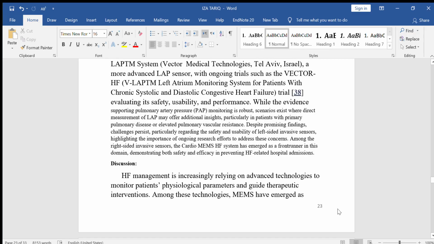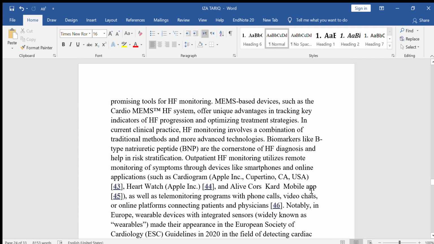Some discussions. Heart failure management increasingly relies on advanced technology to monitor patient physiological parameters and guide therapeutic interventions. Among these technologies, microelectromechanical systems have emerged as promising tools for heart failure monitoring.